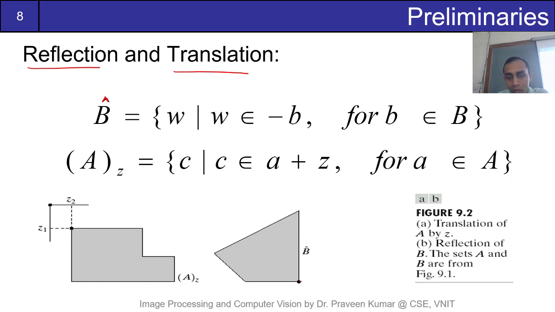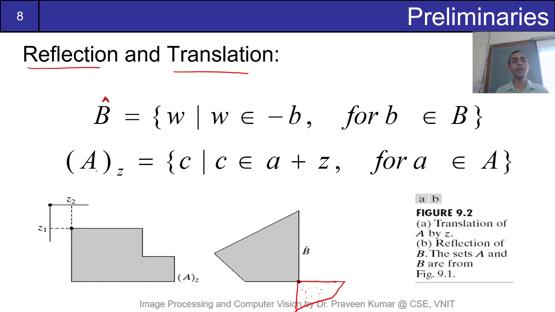So this set was basically something like this. Around the origin, if you take all the elements in this set B and take a reflection, minus b basically means it will reflect around the origin. Then you will get this reflected set B cap. So B cap defines a reflection of a set around the origin. Wherever you define the origin, the reflection will be this set.